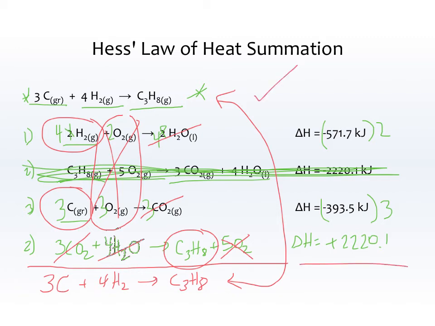So all we have to do is add up the delta H's. 571.7 times 2, negative 1143.4. Let's see, negative 393.5 times 3, negative 1180.5. As I'm doing this, you should also be doing this. Check my math. So I get delta H is negative 103.8 kilojoules. There we go, delta H.